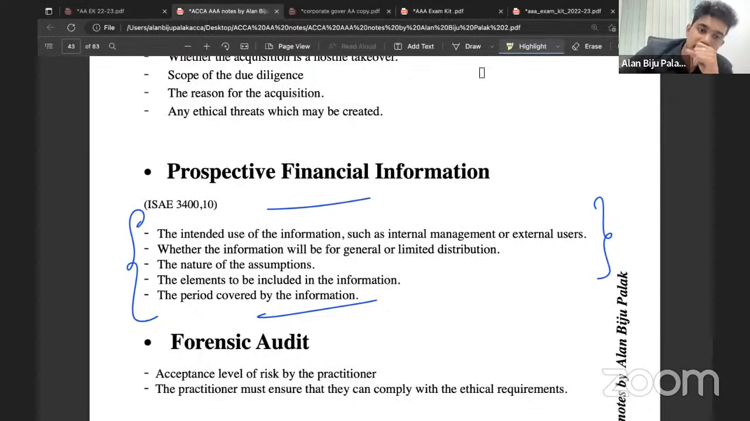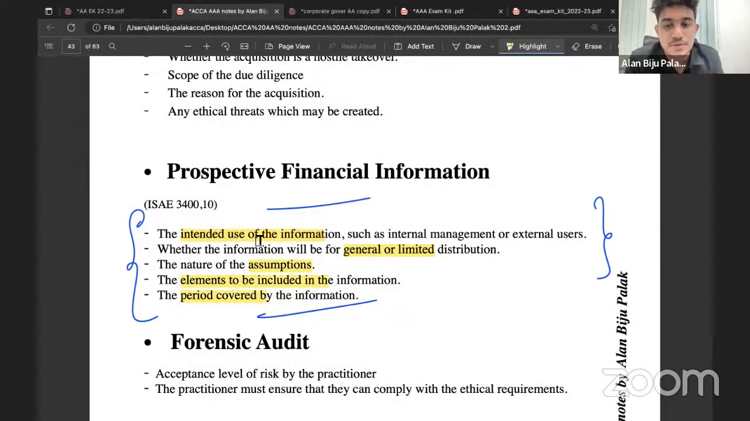The auditor should consider the intended use of the information. Then he needs to consider whether it is for general or limited distribution. They need to consider the nature of assumptions. We need to consider the elements included in the report as well as the period covered. These are the factors that must mandatorily be considered.